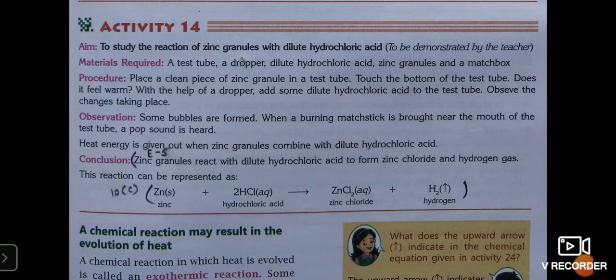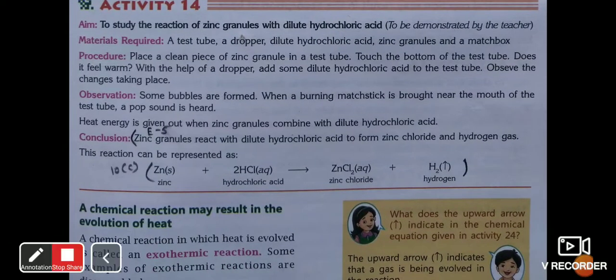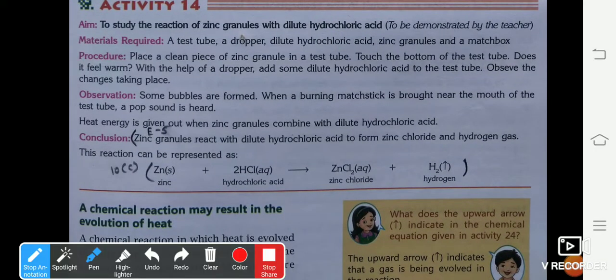What are the observations? Your first observation will be that you can see bubbles coming out. If you bring a lighted matchstick near the mouth of the test tube, the matchstick goes off with a pop sound. This is the test for hydrogen. So you can clearly see that when metals are treated with acid, they produce salt and hydrogen gas. This hydrogen gas evolved is tested with a burning splinter because hydrogen is a non-supporter of combustion, and this gas burns with a pop sound.